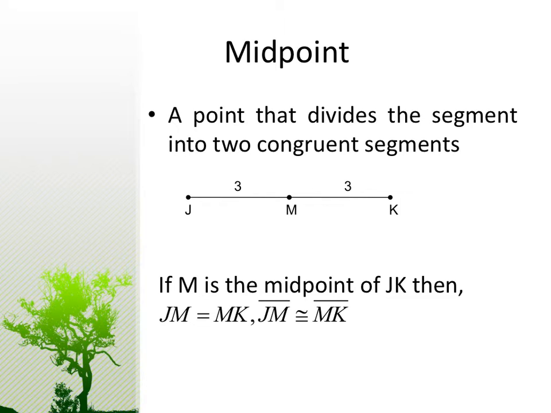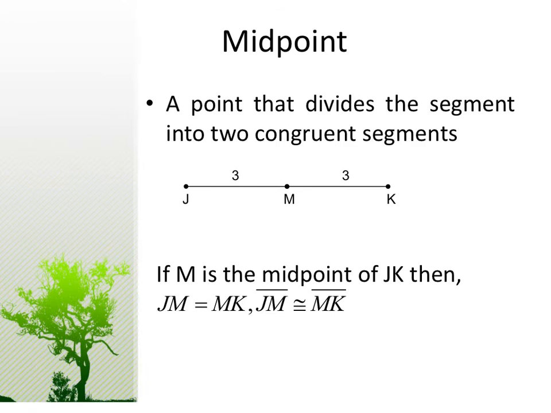So notice here I have segment JK with endpoints J and K, and M is going to be the midpoint. The way that I know that M is the midpoint is, notice it makes two congruent segments. So segment JM here has a length of 3, and segment MK also has a length of 3. So this is one way that I could tell that I do have a midpoint, because it makes two congruent segments or two equal segments.